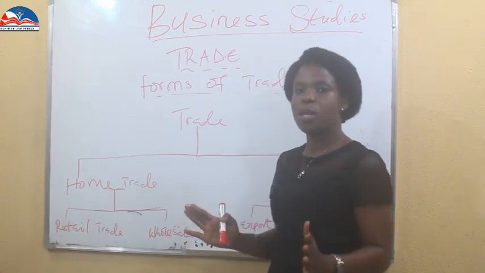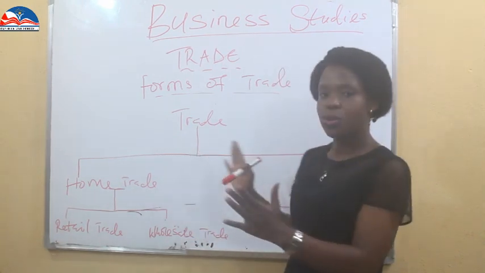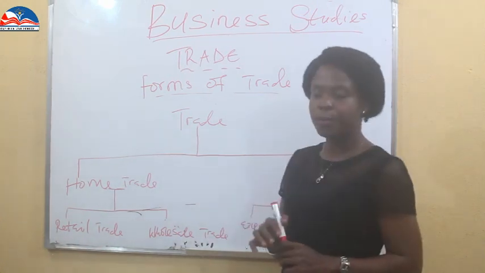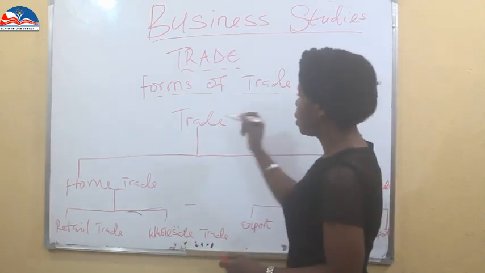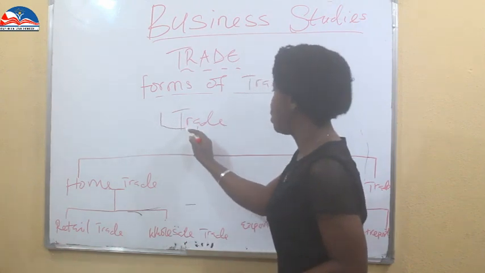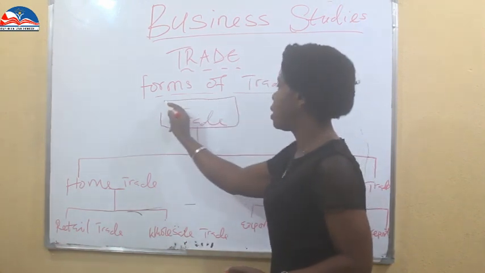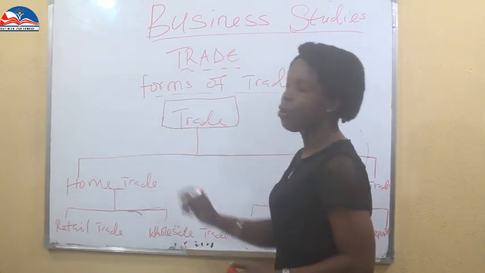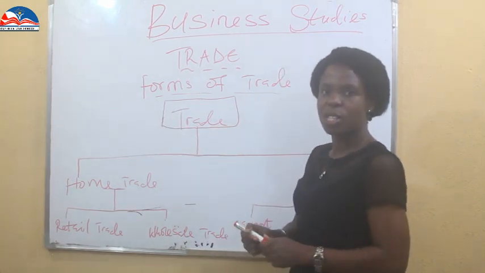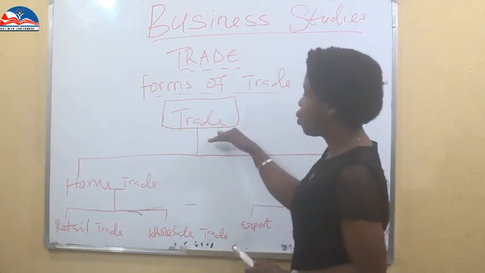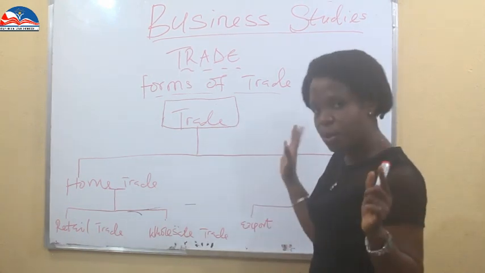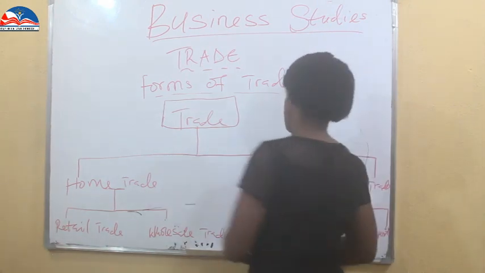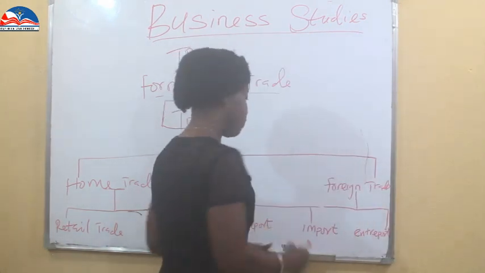So now I'm going to explain the diagram before us. It will explain for us the forms of trade. Now this is trade. This is the heart of business, trade. We call it the heart of business. The major area of business is trade, because without trade nothing happens. Now under trade we have 2 types of trade. We have home trade and we have foreign trade.